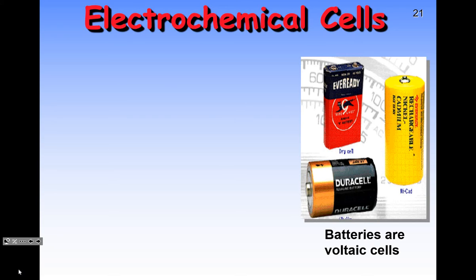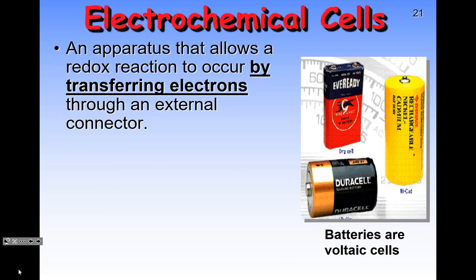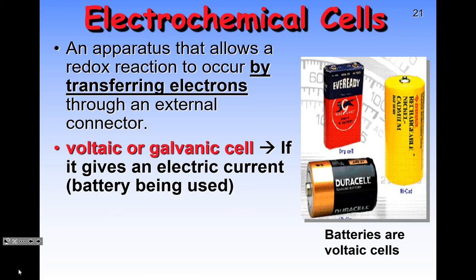So what is an electrochemical cell? It's the transferring of the electrons. We're going to do it two ways. One is a voltaic cell, or galvanic cell, which is a battery as we know it. It gives off electricity. It's what makes our phones work, our calculators work.